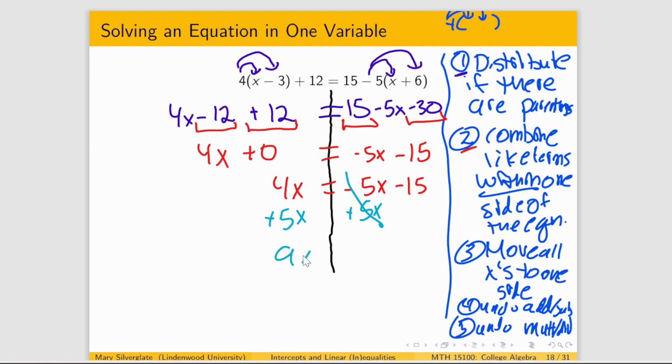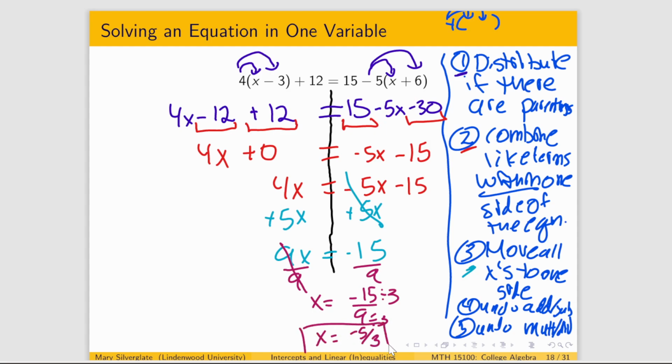4x plus 5x gets me 9x is equal to -15. We don't actually have any undoing of addition or subtraction here, so I can ignore that step. And then now I just want to undo multiplication or division. Well, the x is being multiplied by +9, so I undo multiplying by +9 by dividing by +9. 9 divided by 9 makes 1, so I'm left with x is -15 over 9. Then I want to ask myself, is there anything that goes into both -15 and 9, meaning do they have a greatest common factor? In this case, 3 goes into both, so x is really equal to -5 over 3.